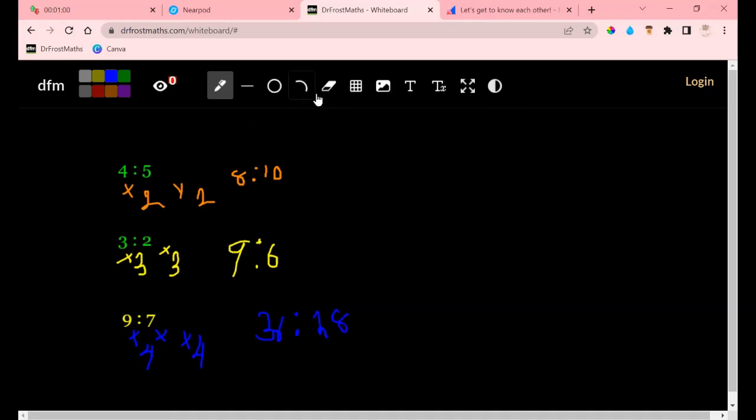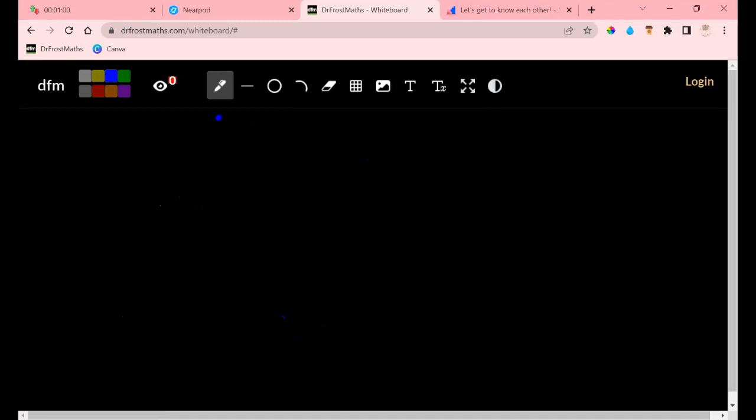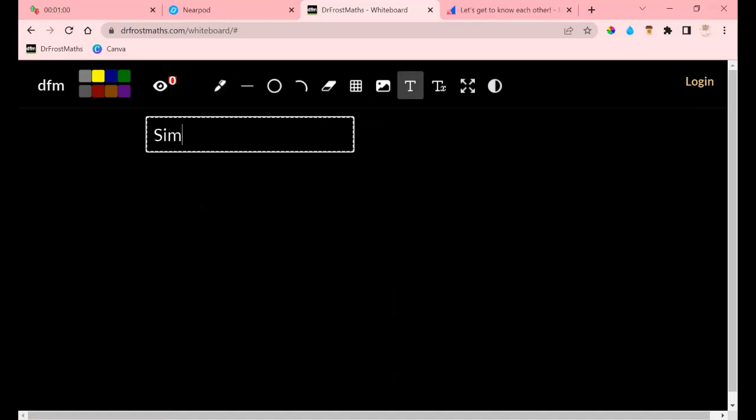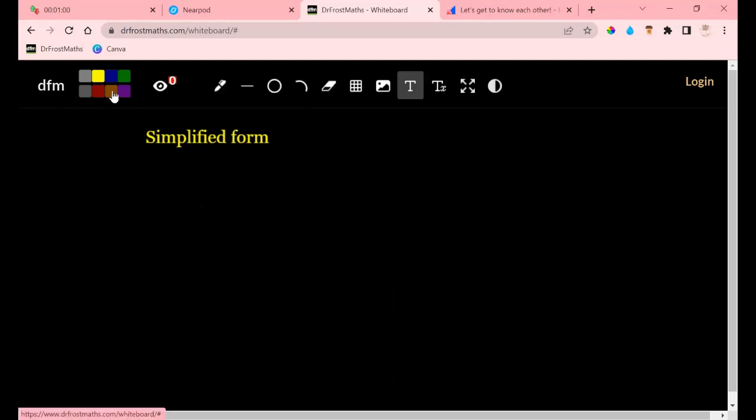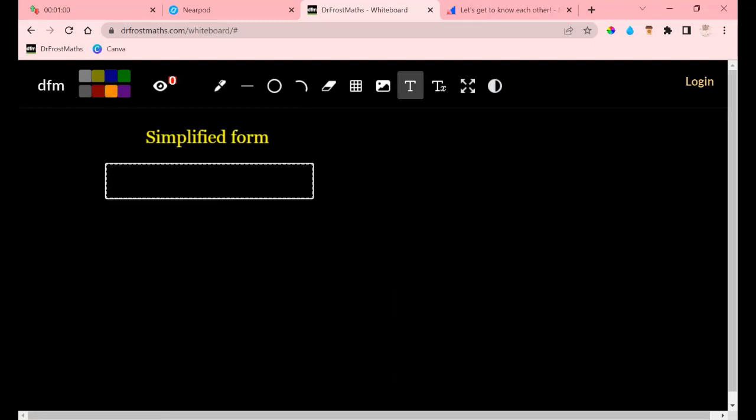Now we're going to the next section, which is also very easy. That is known as simplified form. Okay, for example, you get a ratio like this.